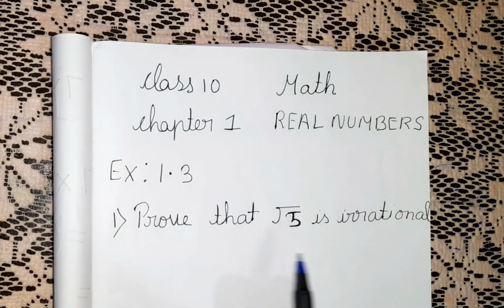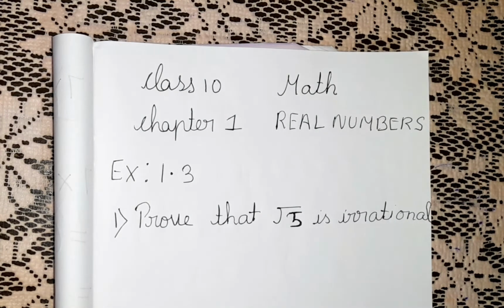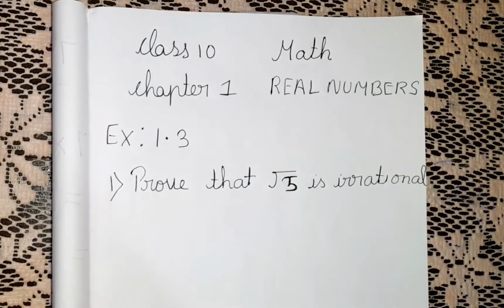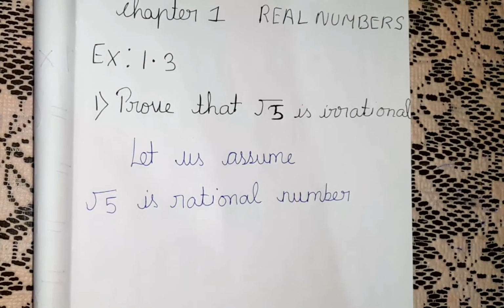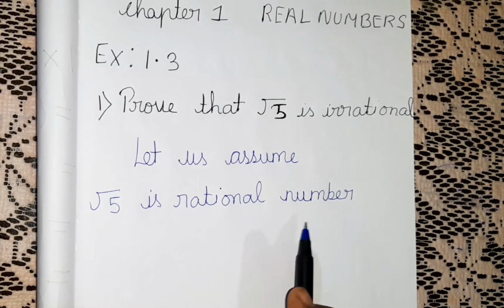So here they have given root 5 is irrational. Whenever they give root 5 is irrational, first of all we should assume root 5 is rational. For solving the answer we write root 5 is rational. Now let's write that. So we wrote, let us assume root 5 is a rational number.